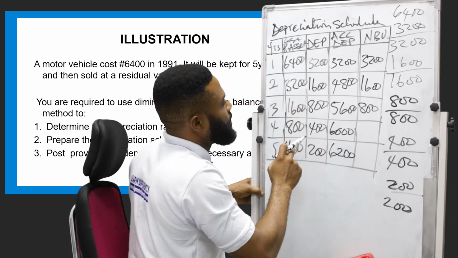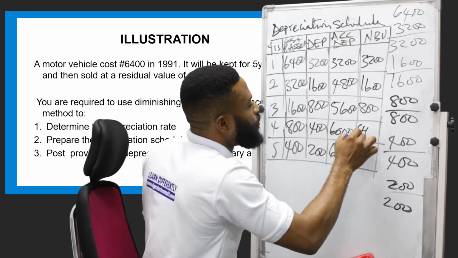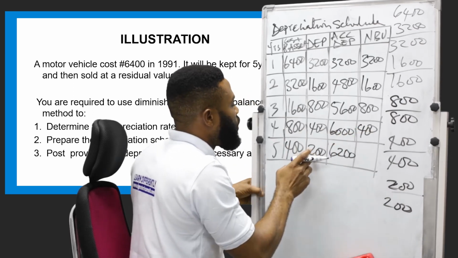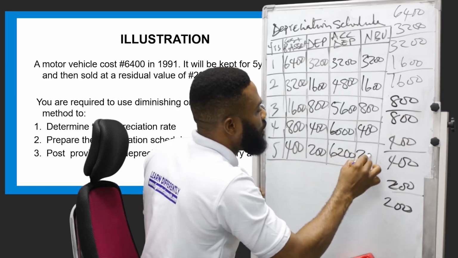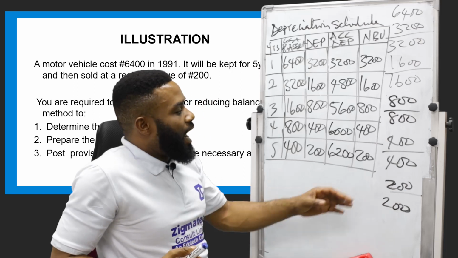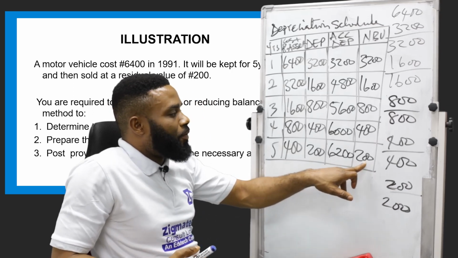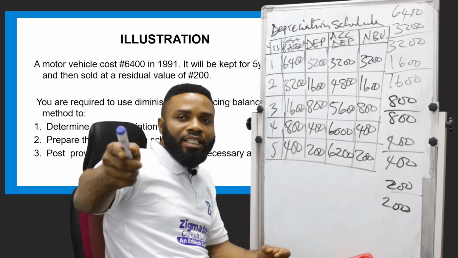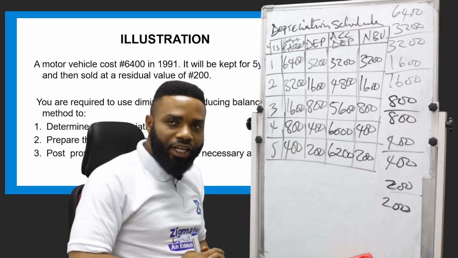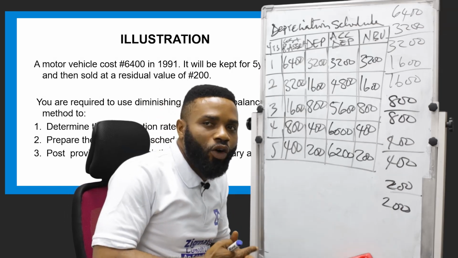When you subtract 400 from 800, you have 400. And when you subtract 200 from 400, you have 200. Let me remind us again that at this point, you can see that the net book value at the end of the fifth year is the same thing with what is given to us in the question. The question says that the net book value is what?